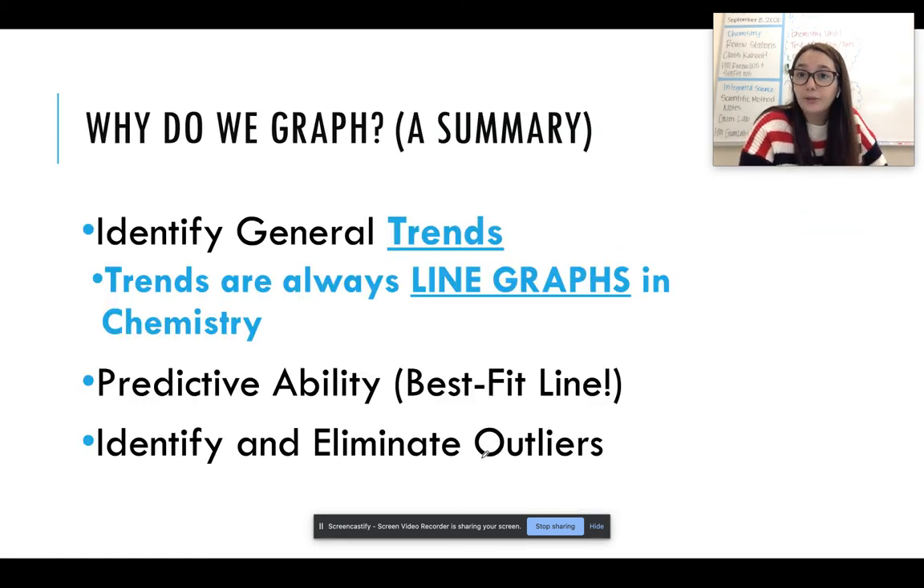When we graph, the reason we do it is we really want to identify general trends. The trends are always line graphs in chem. We don't do a pie graph. We don't do a bar graph. It's always, always, always a line graph, and we use our best fit line. It allows us to predict things, and we can extrapolate data from the graph. And we can also look at a graph and say, hey, I know that this is an outlier, and so it's not accurate or true to my data because something happened here. So I can take that out and say, I know that there was a mistake here. However, this is what my prediction should look like.